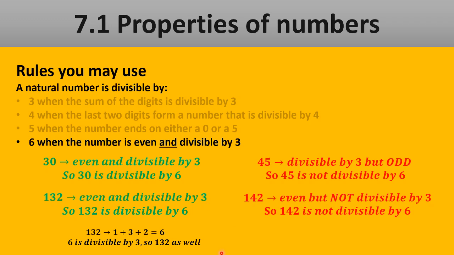How do I know that? Remember the rule for 3, right? I add up the digits, I get 6. 6 is divisible by 3, so 132 as well. So 132 is also divisible by 6.